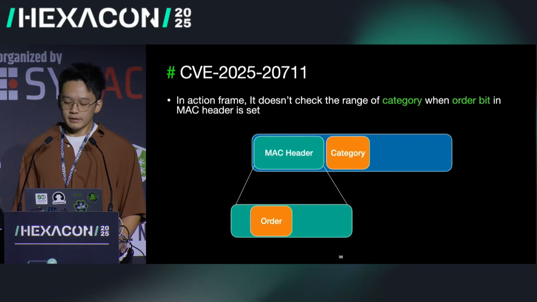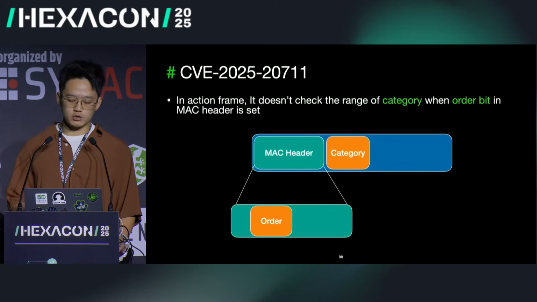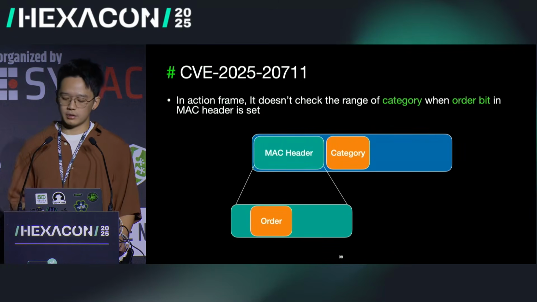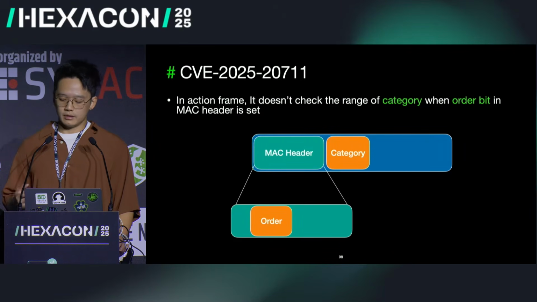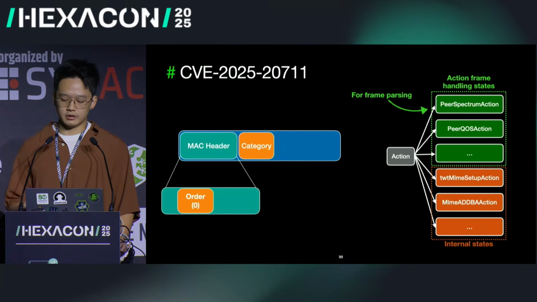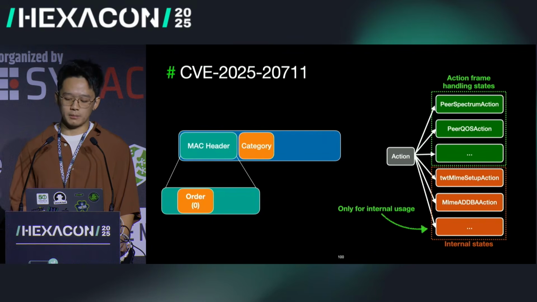Here is the first CVE. It occurs in action frames and is caused by a missing range check on the category field when the order bit in the MAC header is set. The category comes right after the MAC header, and the order bit is located within the MAC header. When an action frame is received, the kernel module executes the corresponding state machine based on the category field. On this slide, the state machine for action frames is shown on the right. The upper green part handles frame processing, while the lower part is used for internal communication within the kernel module.